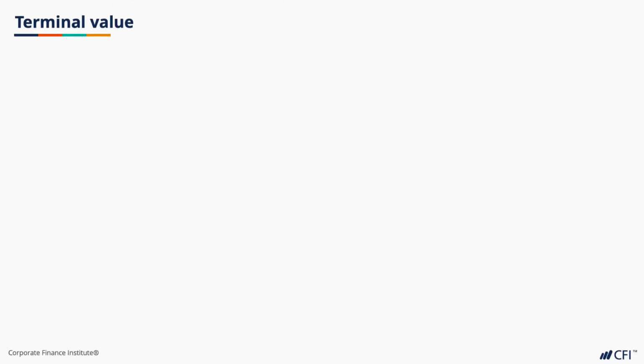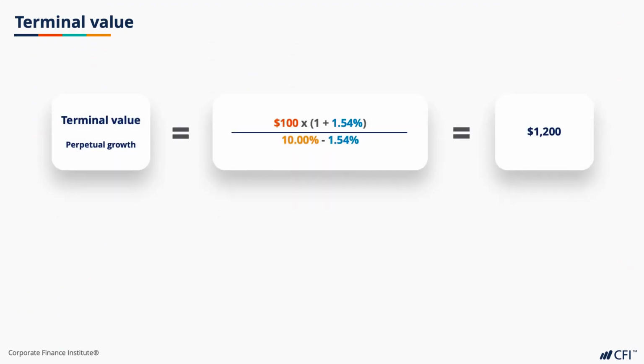If we want to use the terminal value perpetuity growth formula, we can take the $100 cash flow that we had in our earlier example, multiply it by 1 plus a terminal growth rate of 1.54%, and divide it by the company's cost of capital, which is 10%, and then subtract that 1.54% terminal growth rate. We get a $1,200 terminal value.